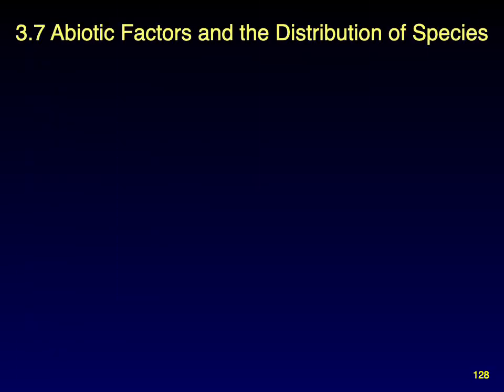Okay, so that finishes topic 3.6. Let's now look at 3.7, abiotic factors and the distribution of species.